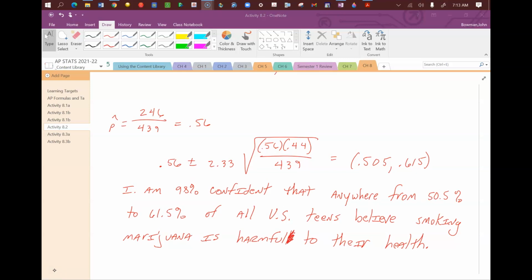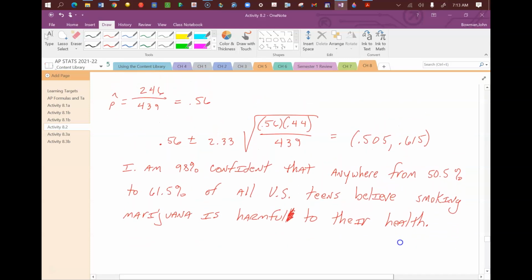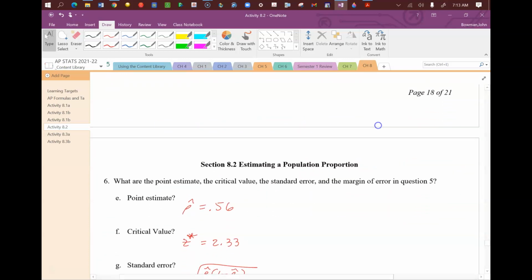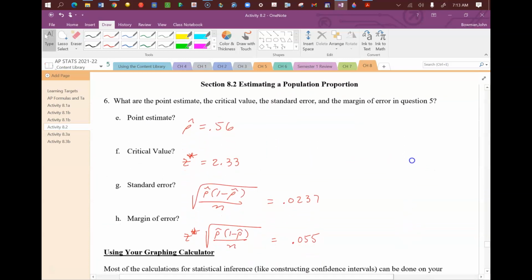Clearly, vocabulary is a big part of this class, so I want to reiterate in the next problem what some of these values are that we found in this example. So the point estimate was our sample proportion of 0.56. The critical value was how many standard deviations in each direction we go with our confidence interval. The standard error is the estimated standard deviation of the sampling distribution found using this formula. And the margin of error is the combination of multiplying the critical value times the standard error.